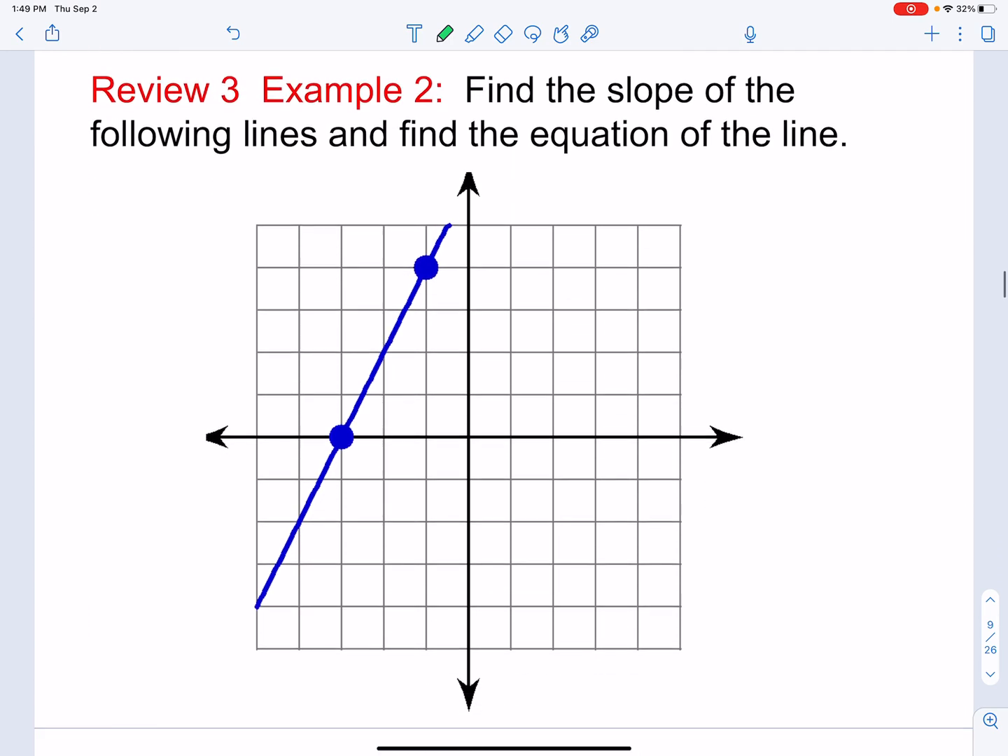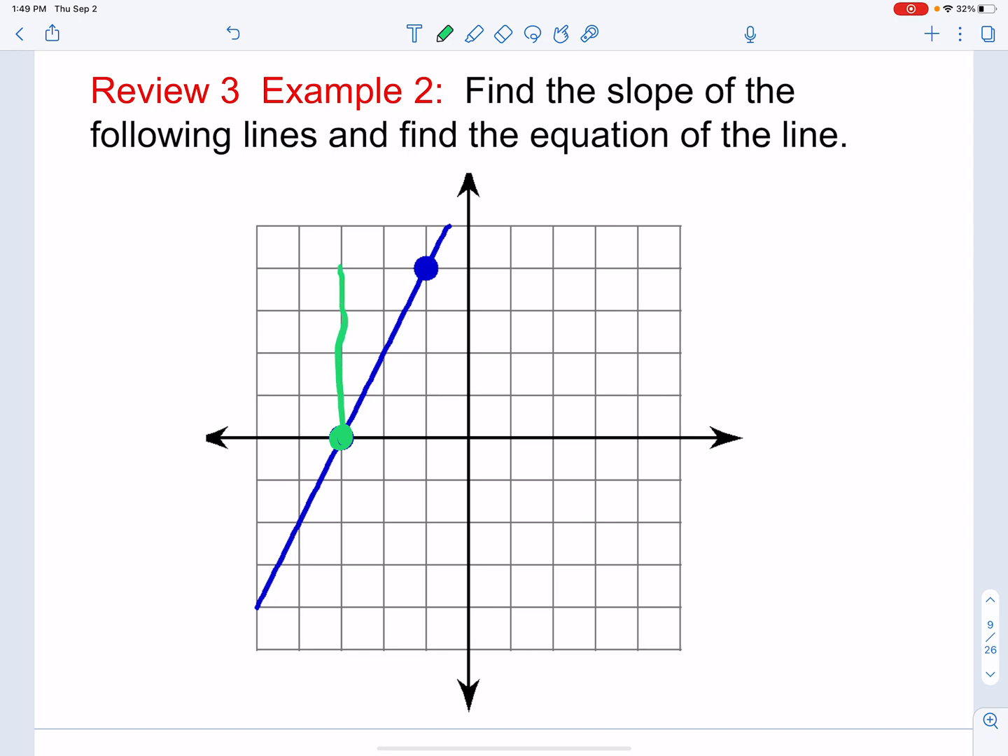All right, so on example 2, it wants you to find the slope of the following lines. So it doesn't matter what point you start from. So if I start here, I'm counting up 4, and then I'm going over 2. So my slope, they call it an m, is up 4 over 2, and that answer is 2.